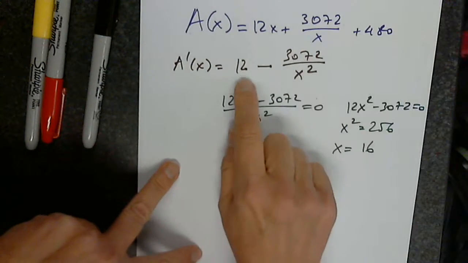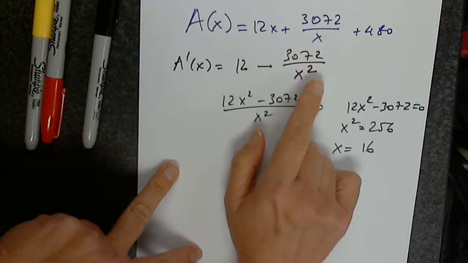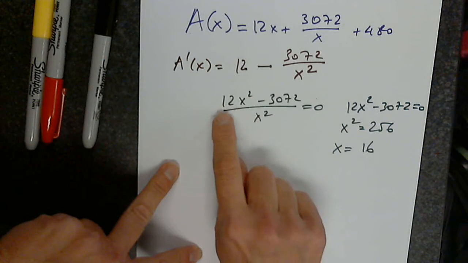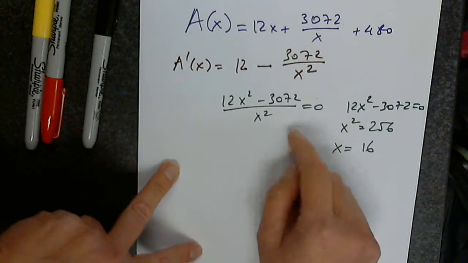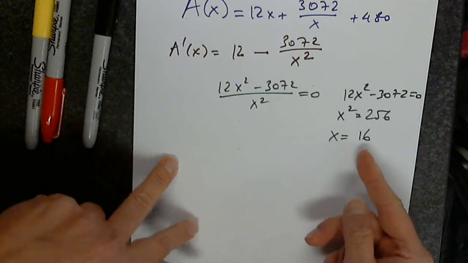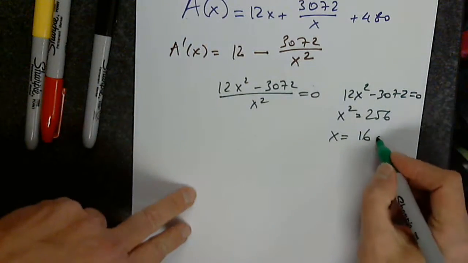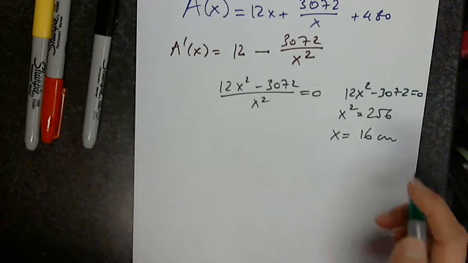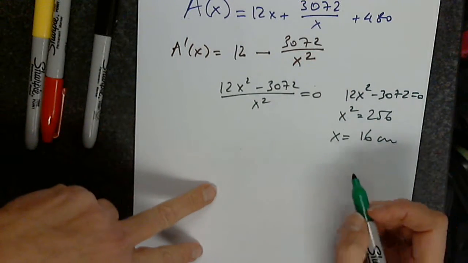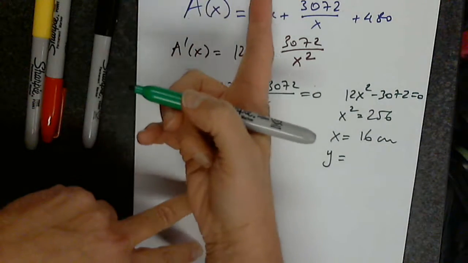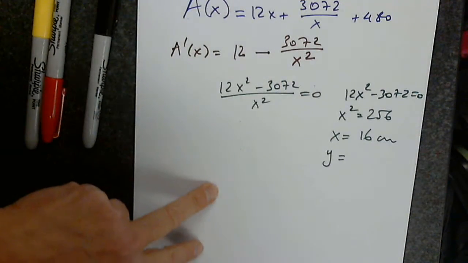So after you differentiate, you should get 12 minus 3072 over x squared, right? Find the least common denominator. You have 12x squared minus 3072. Cross multiply whatever you want to do. You get 16. I should get plus or minus, but since we are talking about centimeters, I can take the positive. So if x equals 16, it appears that y will be 384 divided by 16, and I get 24.